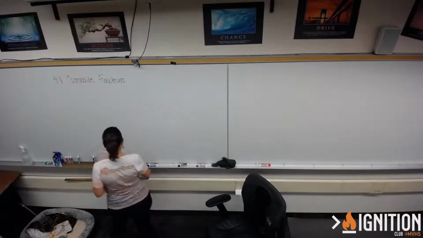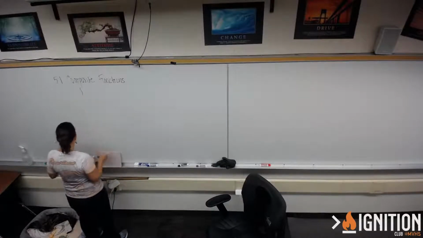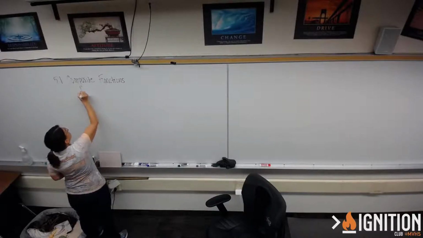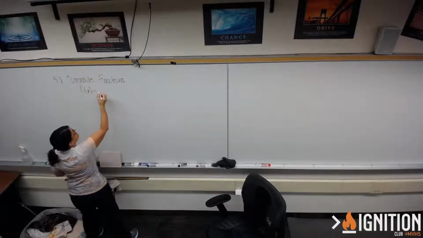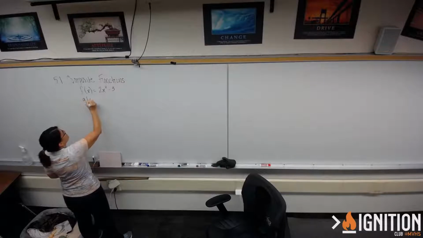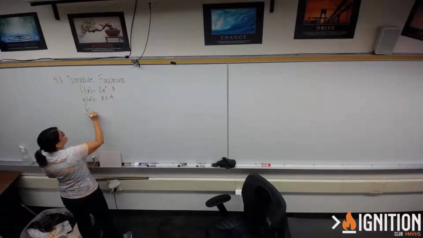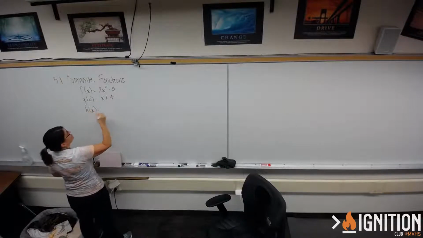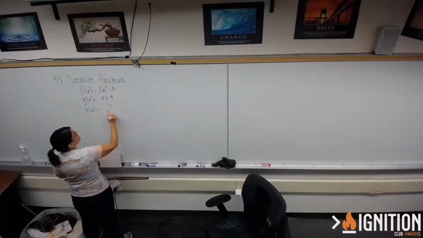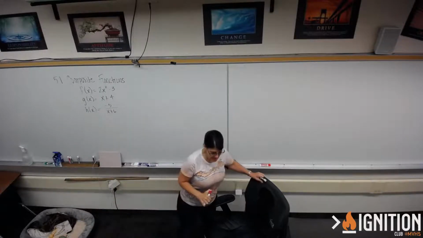Composite functions. So, all my stuff here. How about we do a color that shows up better? The f of x is equal to 2x squared minus 3. The g of x is equal to x plus 4. And the h of x is equal to negative 5 over x plus 6. Okay, so I think you know how to do all this, but let's just review.